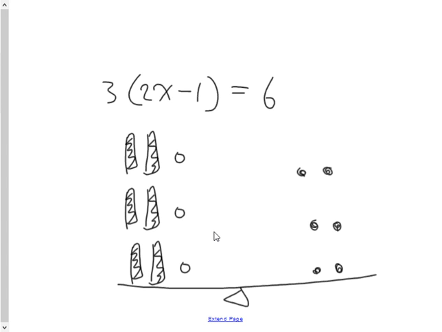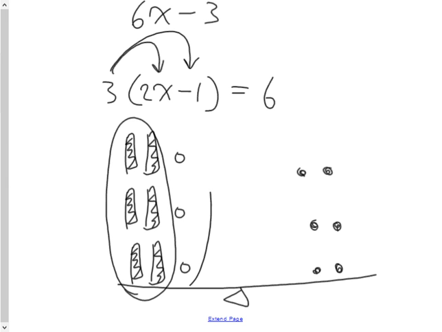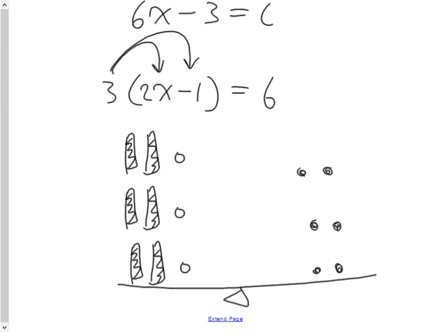2x minus 1 tripled. If I was using my expansion, I would say if I took 2x and tripled it, or multiplied it by 3, that's going to be 6x's. So tripling 2x would give you 6x's, and tripling negative 1 would give you negative 3. So here's my 6x's here. That makes sense. Here's my negative 3. That makes sense. So when I use expansion here, I end up with this equation.